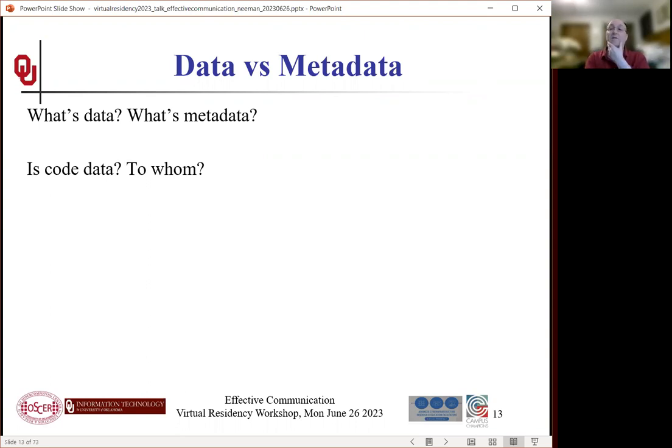What's metadata, by the way? Data about the data. Yes, metadata is data that describes data, right? Is code data? If I write a piece of software, is that data? To the coder. So I'm not sure I even believe it's data to the coder, but I surely believe it's data to the compiler designer, right? Or the interpreter designer, the person who converts that high-level language into actions, right?